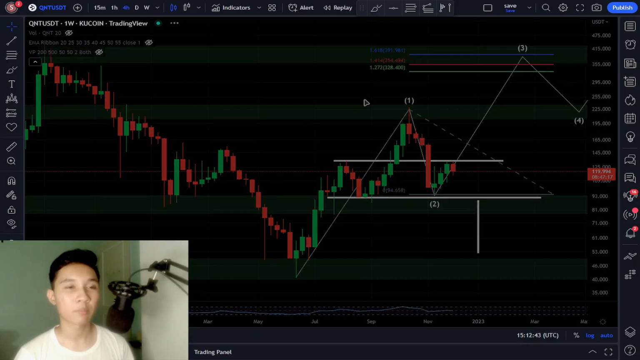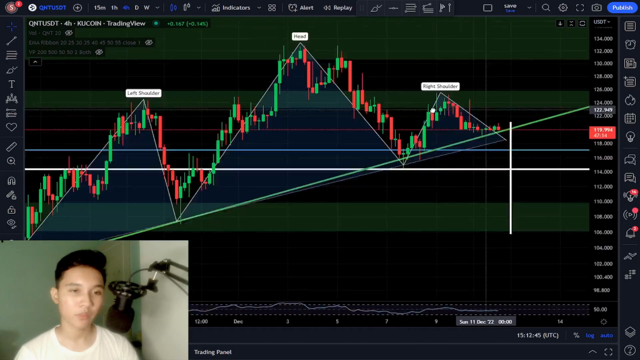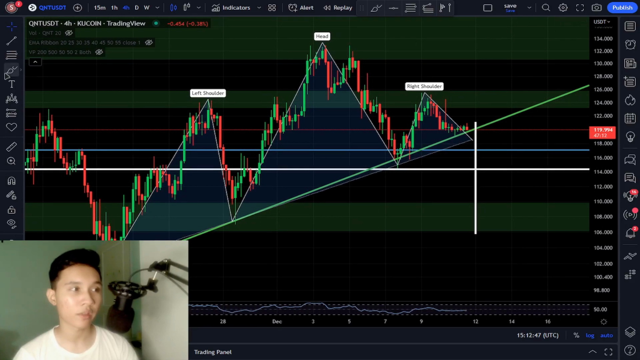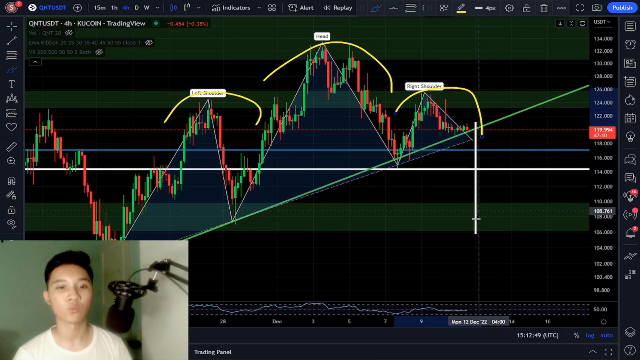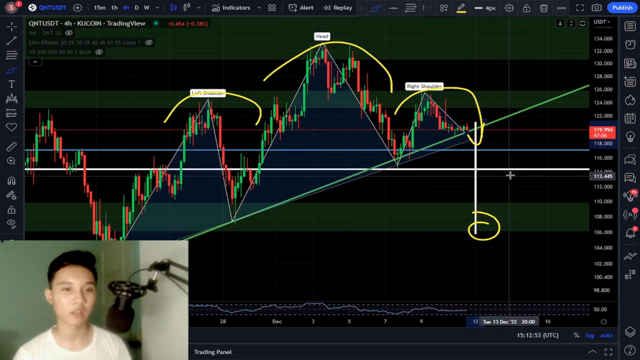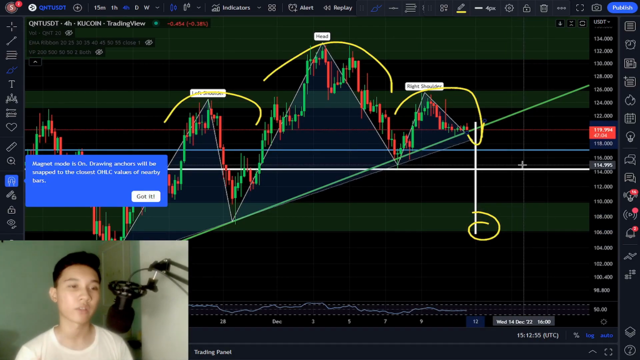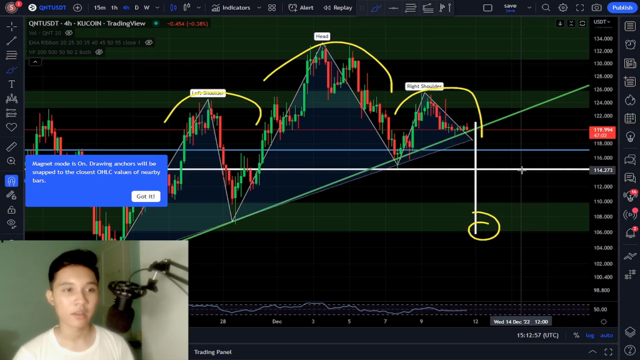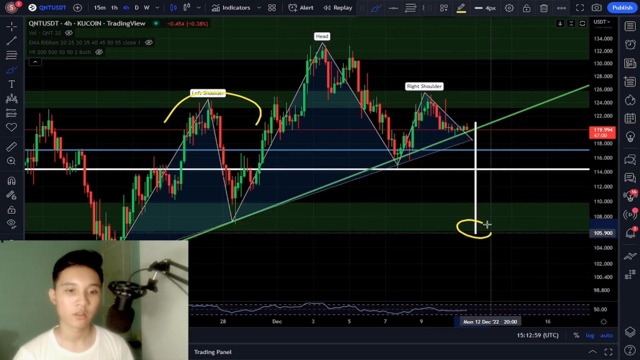So yeah, keep an eye on the targets. The target in the 4-hour time frame, if you do break to the downside of the head and shoulders pattern, is $106. Not guaranteed that we're going to be breaking to the downside, but I'm mentioning the possibility of us actually breaking to the downside. And here are the respective targets right here.